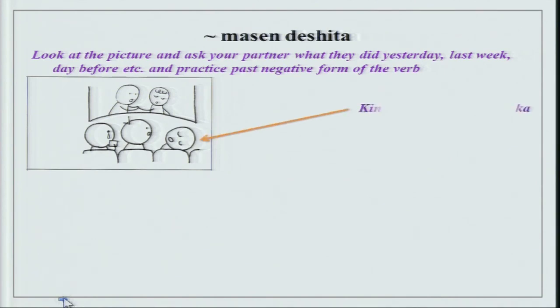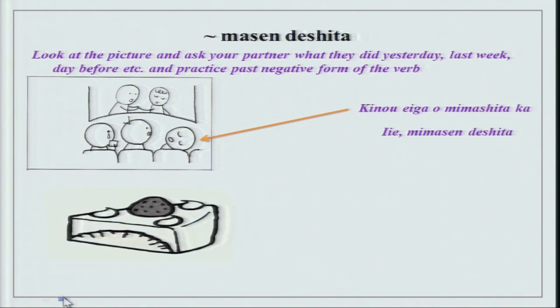So, kino eiga o mimashita ka? Iie, mimasen deshita. So, the answer is because he is sleeping, iie, mimasen deshita. Now, this is a cake. Keiki o tabemashita ka? Kesa, today morning. Iie, tabemasen deshita. Because it's still here, so tabemasen deshita.